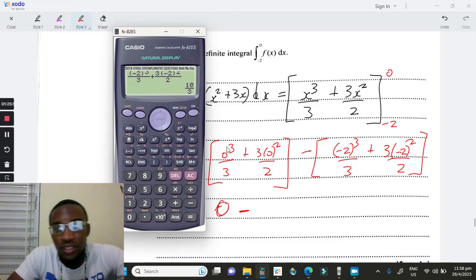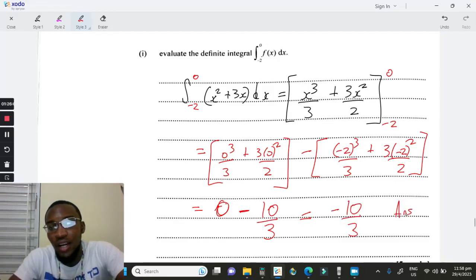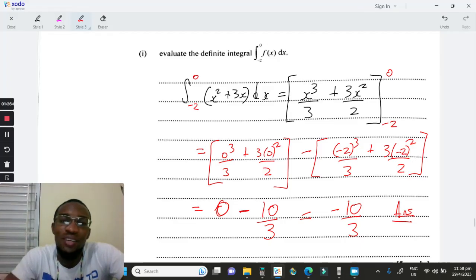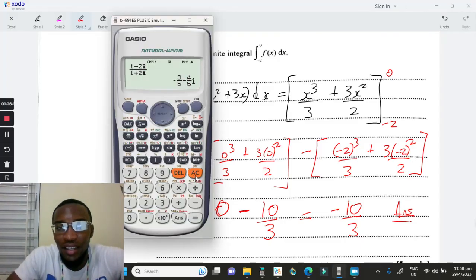And this works out to be positive 10 over 3. So when we work it out, this part is positive 10 over 3, so we're getting negative 10 over 3 as our answer. Now, when you get negative 10, you're not so sure. So I always say double check your answer with the calculator.